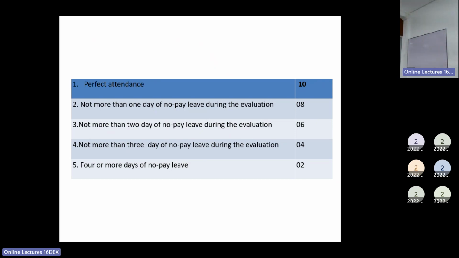Likewise for the other criteria, it is the same. So this type of statements are given, marks are allocated, and the evaluator is supposed to select the statement that best applies to them. Right? So it is a good method, relatively good when compared to the others.